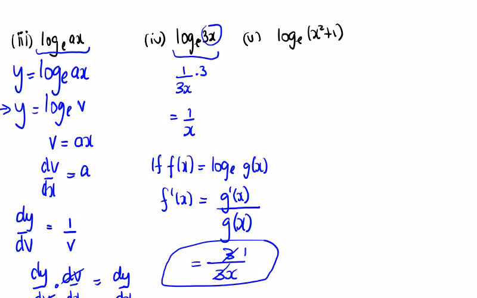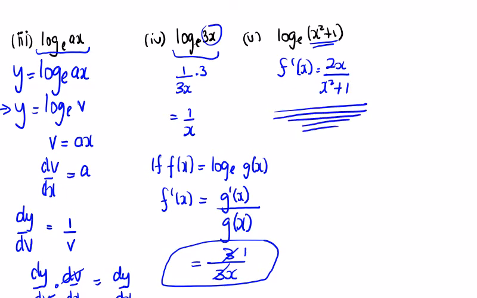So let's apply that rule up here. f prime x for this one is going to be g prime x, which is the bracket differentiated, 2x, over my original function, x squared plus 1. So these become really easy when you apply this set of rules.